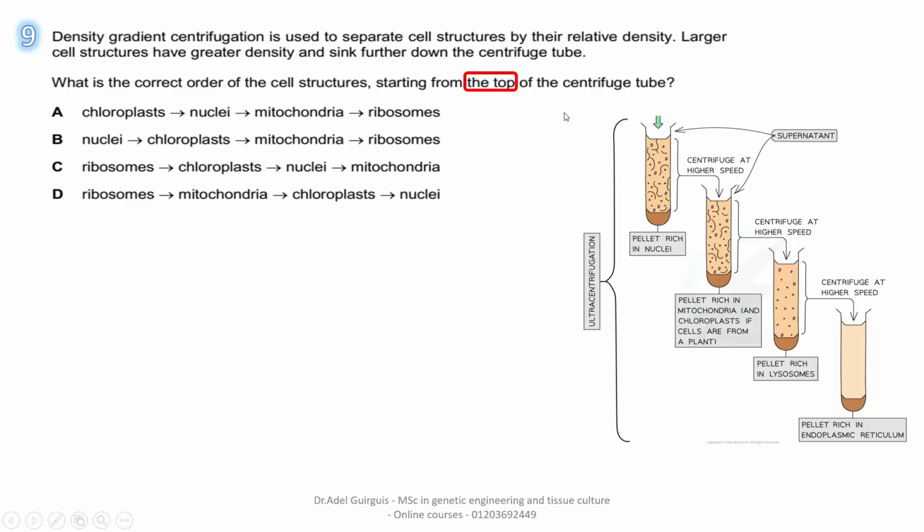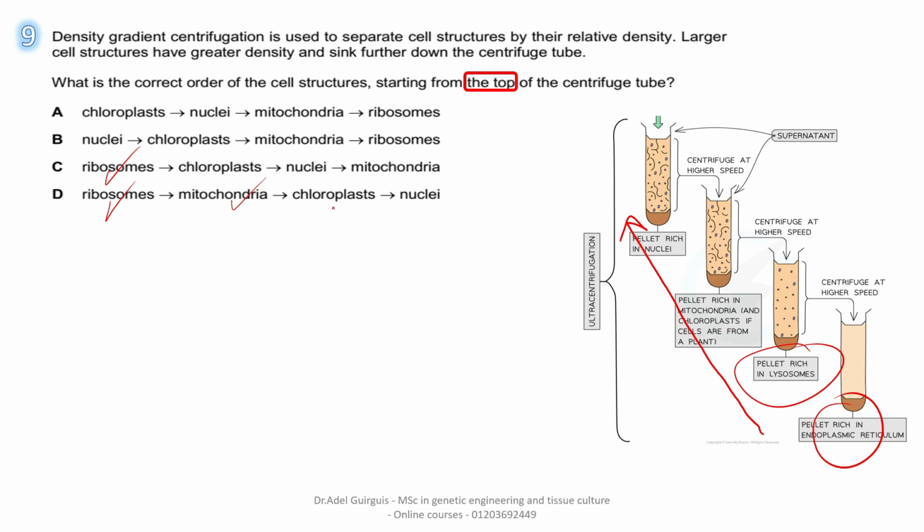So when we make the order from the top of the centrifuge tube to the bottom, we obtain this order. Look, in this order, ribosomes come first, so we start with ribosomes. So the answer is C or D. Then mitochondria; lysosomes are not found in our question, so missed, no problem. Here, which one is second in order?